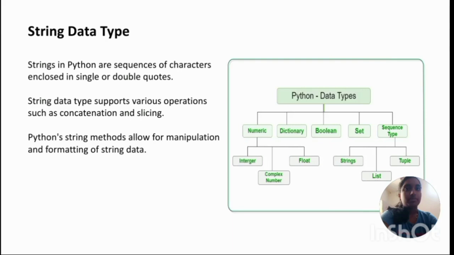String data type. Strings in Python are sequences of characters enclosed in single or double quotes. String data type supports various operations such as concatenation and slicing. Python's string methods allow for manipulation and formatting of string data.